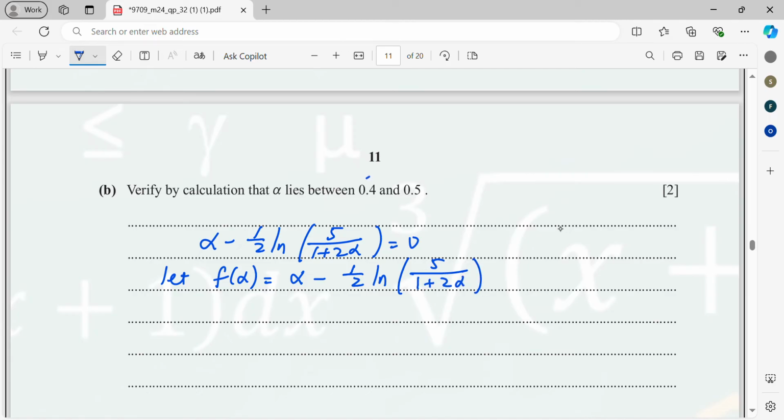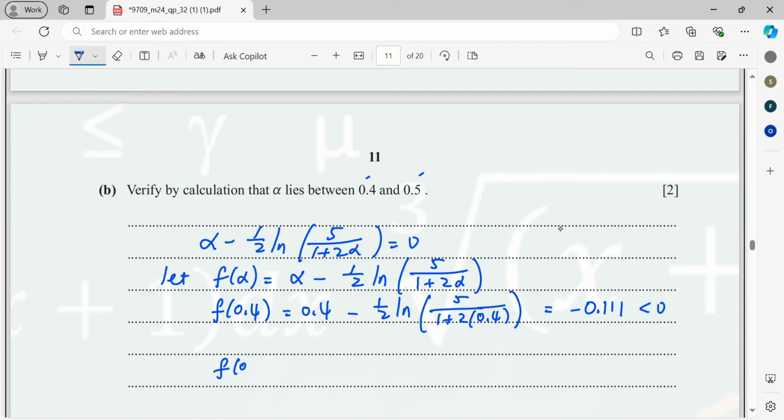And then replace alpha by these two values. So f(0.4) will be 0.4 minus half ln of 5 over 1 plus 2 times 0.4. Then this is going to be negative 0.111, and it is less than 0. Now f(0.5) is going to be 0.5 minus half ln of 5 over 1 plus 2 times 0.5. Then you will be getting 0.0419. This is greater than 0.